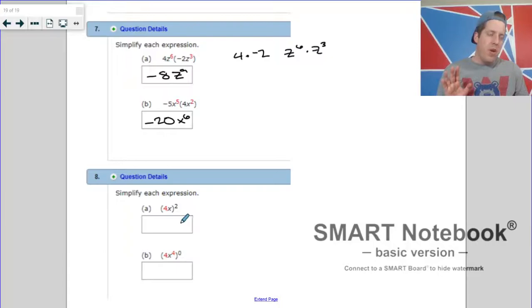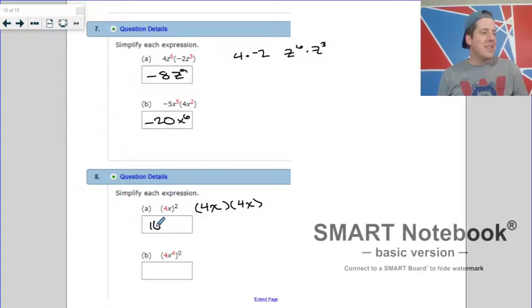All right. Problem 8, part A, is meant to remind you that when you raise an entire expression to a power, you're multiplying that entire expression by itself. So for that reason, this is going to be 16x squared. Part B is to remind you that when you raise anything to the 0 power, except 0, but that's later, you get 1. So 4x to the 4th, all raised to the 0 power, is just 1.